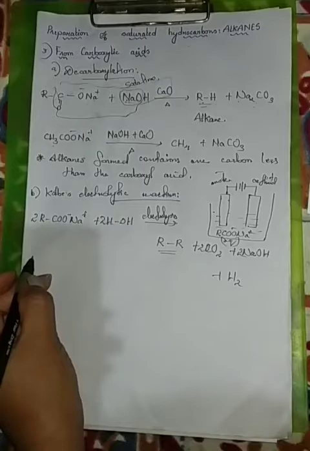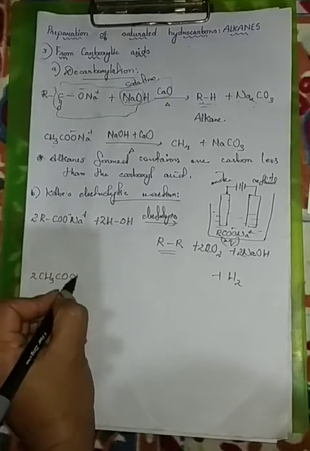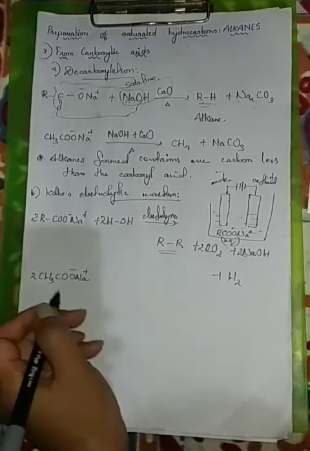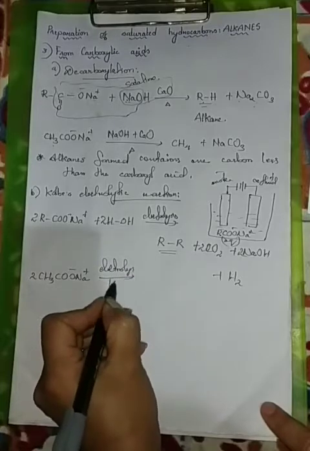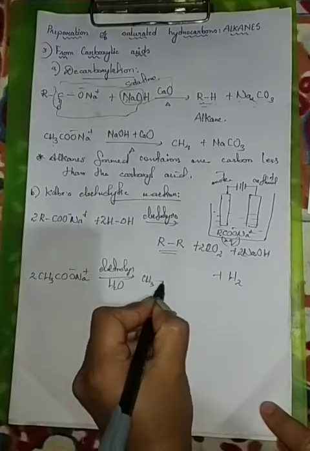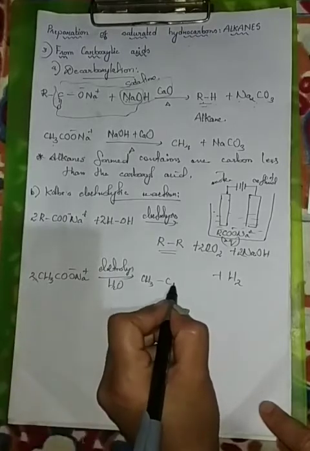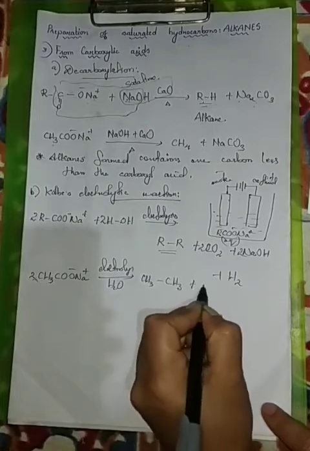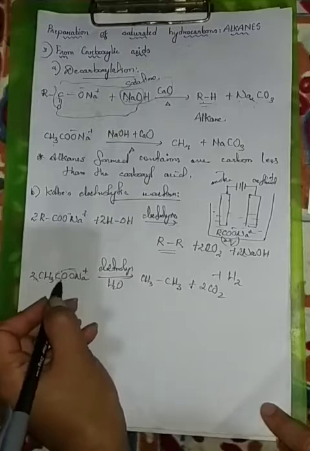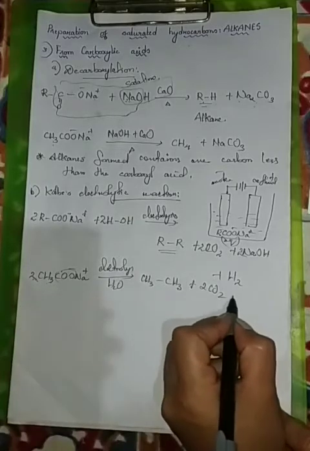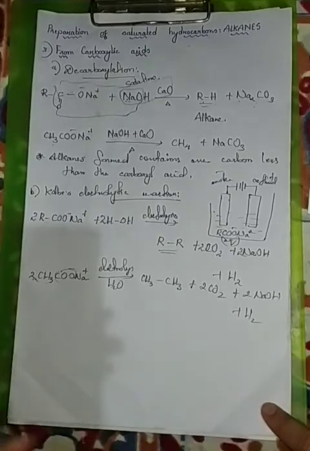Let's take an example here. 2 molecules of CH3COONa, this is sodium acetate, on electrolysis with water. Since there are 2 molecules of sodium acetate, the 2 acetate groups join, CH3-CH3, with the removal of 2 molecules of carbon dioxide from both molecules of sodium acetate, and then 2 molecules of NaOH, and evolution of hydrogen gas takes place.